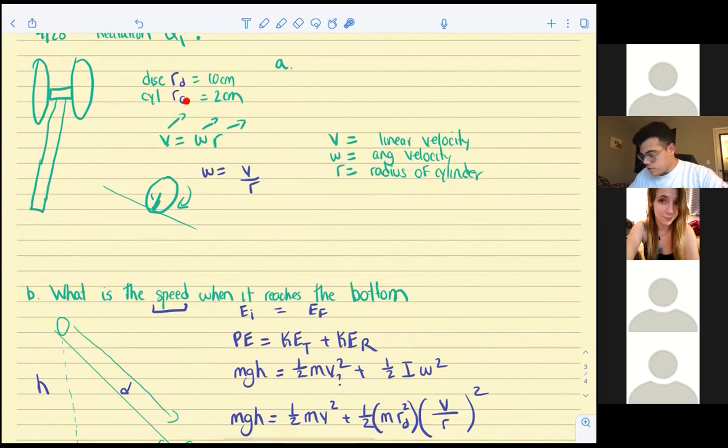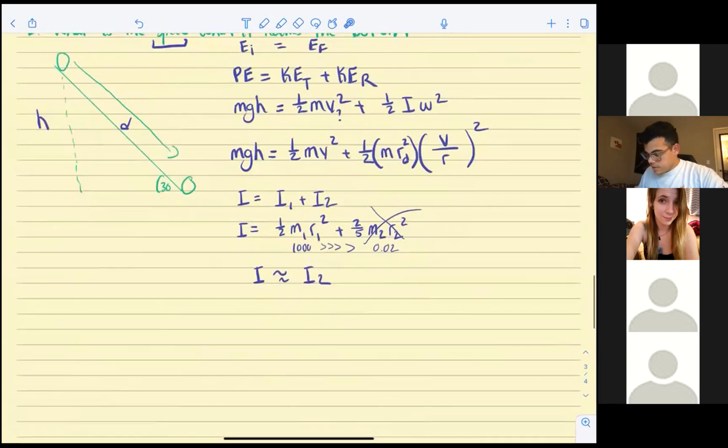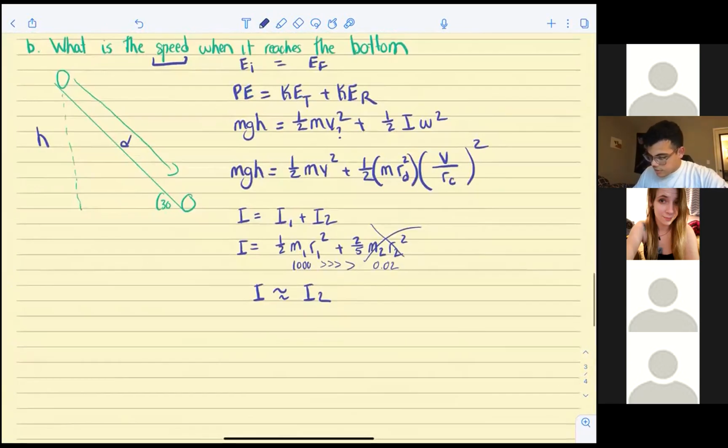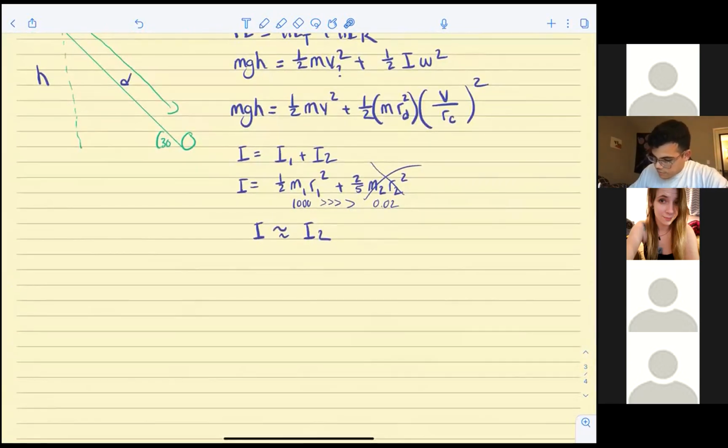The reason I'm telling you it doesn't matter is because the moment of inertia is the sum of the two of them, and one of them has a mass much greater than the other. So you can neglect it. Okay. And somebody said the cylinder because that's what's turning. That makes sense. So now that's all there is to it, right? Now you want to solve for V.